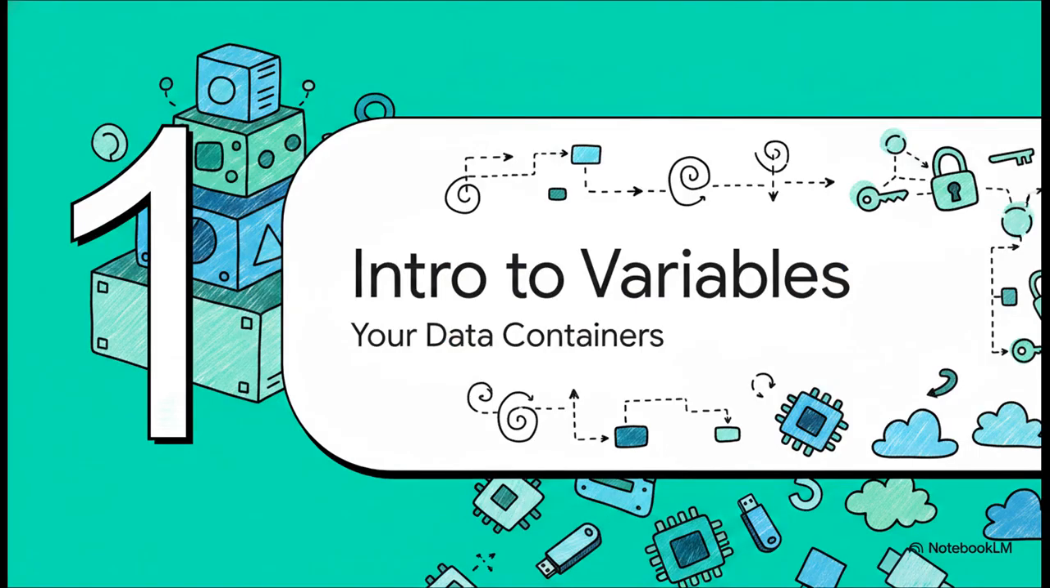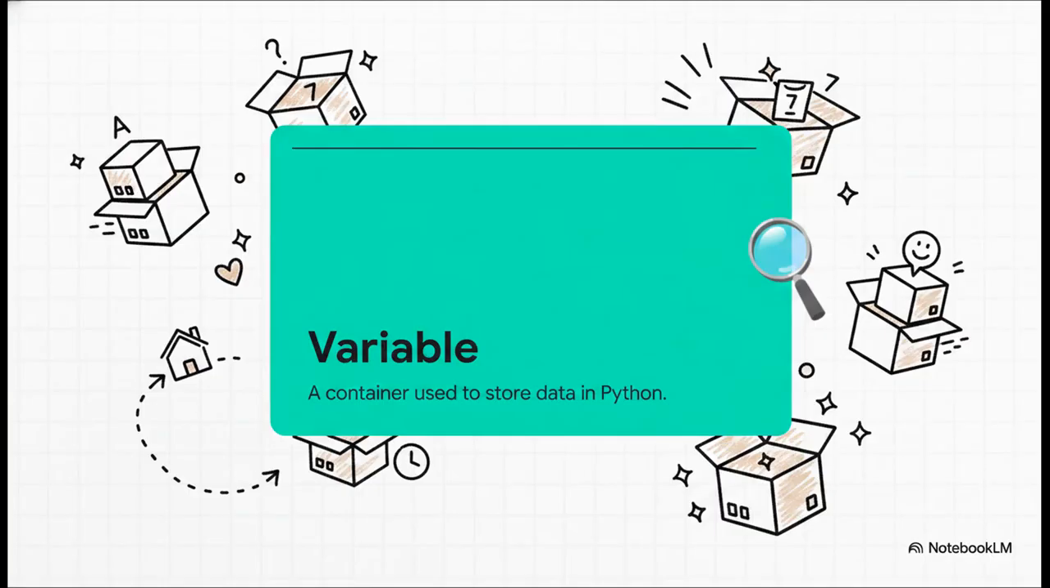Section 1, Introduction to Variables, your data containers. So what exactly is a variable? Well, it's quite simply a container used to store data in Python. Think of it like moving into a new house, right? You've got all these cardboard boxes, and inside those boxes, you place very specific items. In Python, a variable is just like one of those boxes. You slap a label or a name on it, and you drop a piece of data inside for safekeeping, so you can easily find it and use it later whenever your program needs it.